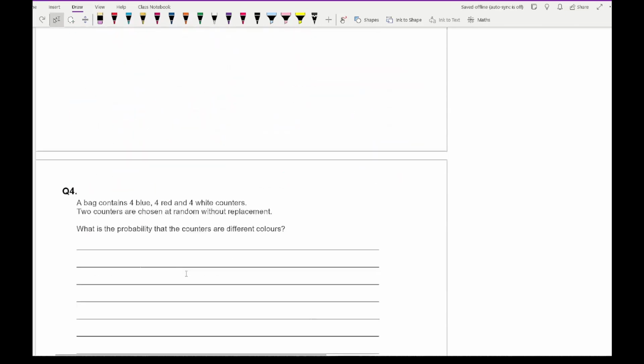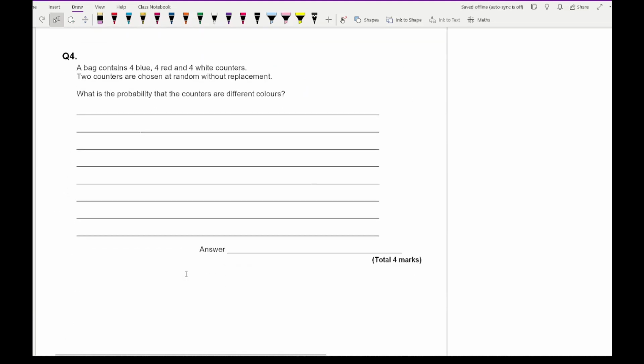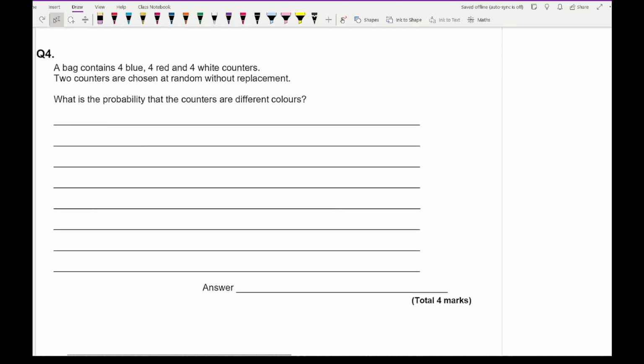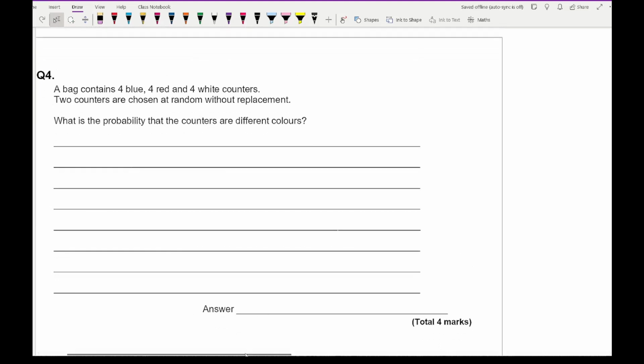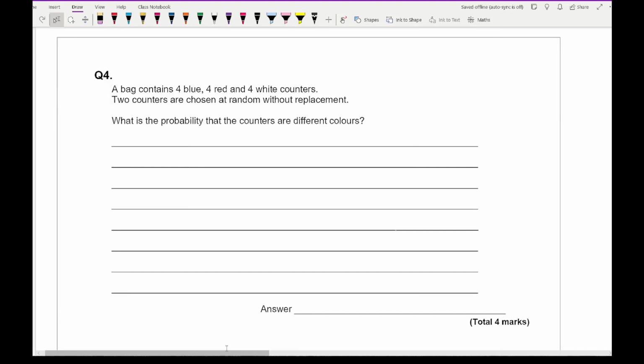Moving on to question 4, it says that a bag contains 4 red, 4 blue and 4 white counters. 2 counters are chosen at random without replacement. Work out the probability that the counters are different. Now there's several ways in which you could do this question. It is worth 4 marks, so it's entirely up to you how much working out you want to show. The best way for me to describe how you do this question is probably using a probability tree, but if you are able to read into the question, you might save yourself a bit of trouble, but also working to get the answer.